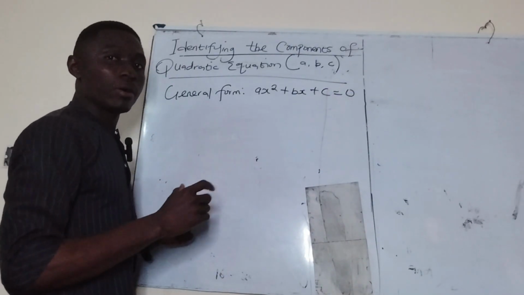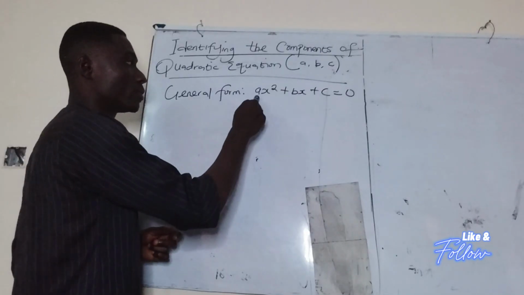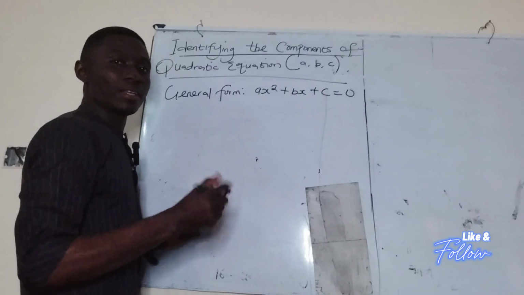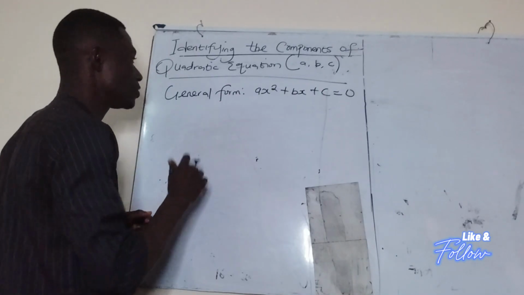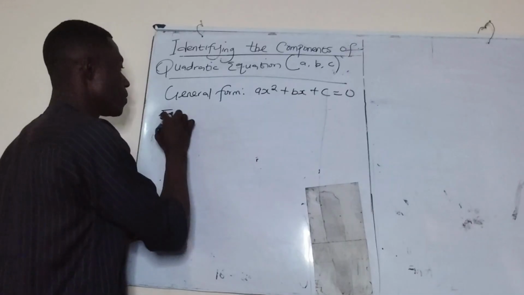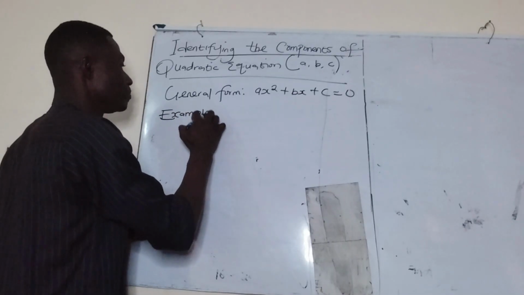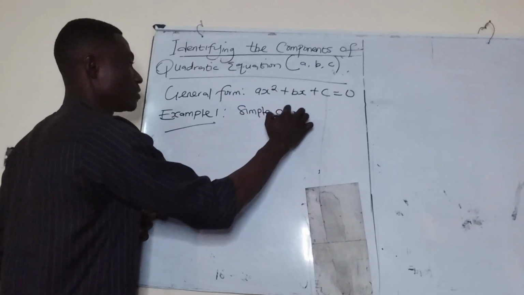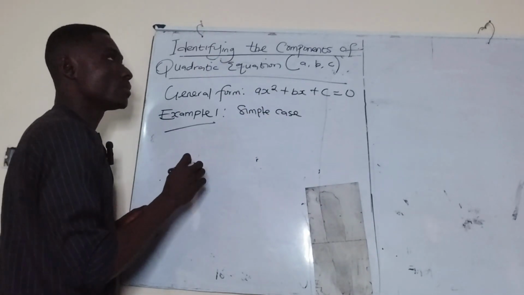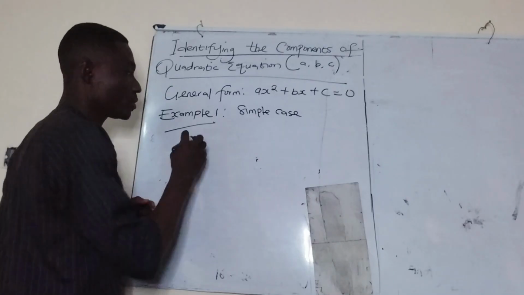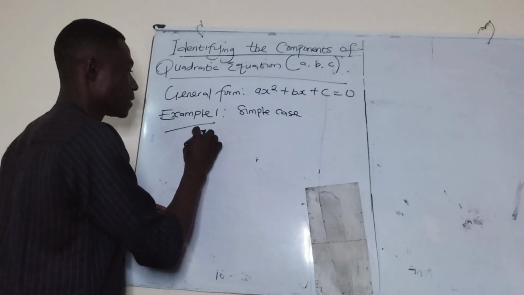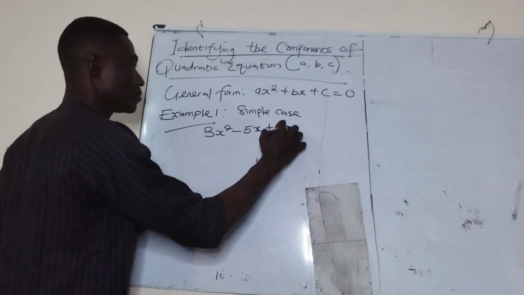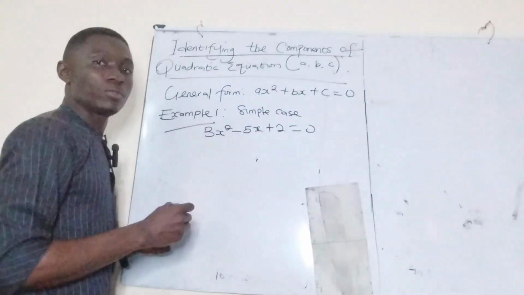So now when we're talking about the components, we're talking about the components called A, B, and C. So let's see how we can identify them if we see such in our problem. So for example 1, we'd like to consider a very simple case. So here we're given a quadratic equation such as say 3x squared minus 5x plus 2 equal to 0. Just assume you're given something like that.